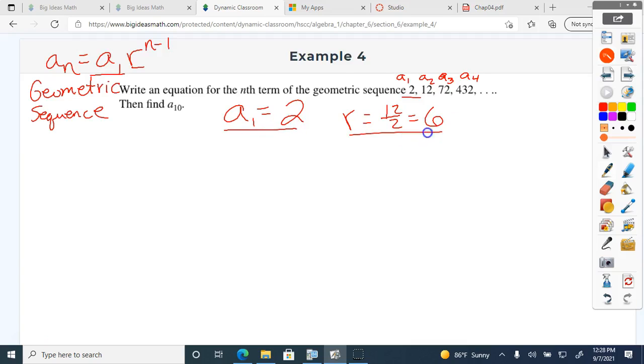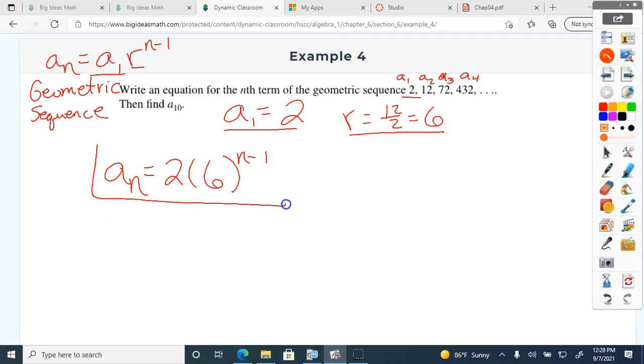We have A1, we have r. Now you can write the equation. So a sub n equals, what's A1? 2 times, what's r? 6 to the what power? n minus 1 power. That's the equation. Everybody with me?